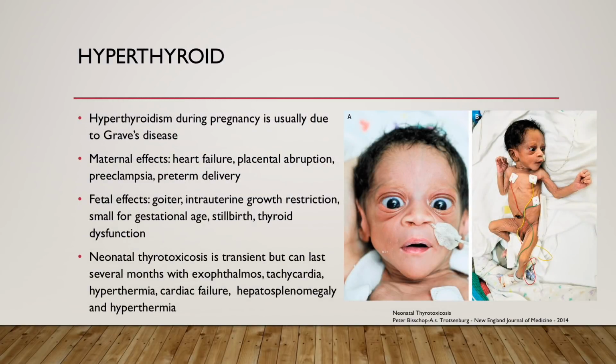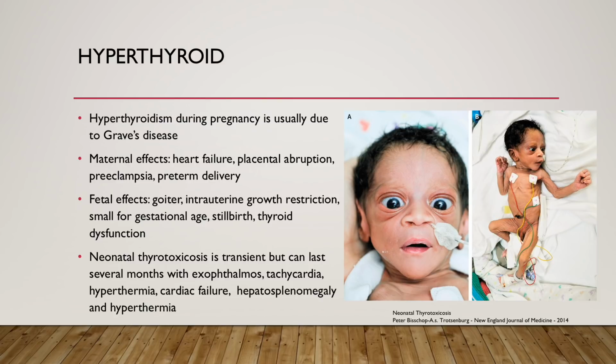The flip side, hyperthyroidism does also negatively affect the developing fetus. So hyperthyroidism during pregnancy is usually due to Graves' disease, which is autoimmune. So maternal effects of hyperthyroidism include heart failure, placental abruption, preeclampsia, and preterm delivery. The fetal effects are a goiter, intrauterine growth restriction, a baby that is small for gestational age, stillbirths, and thyroid dysfunction. Neonatal thyrotoxicosis can be seen, so it's basically a thyroid storm in the newborn.